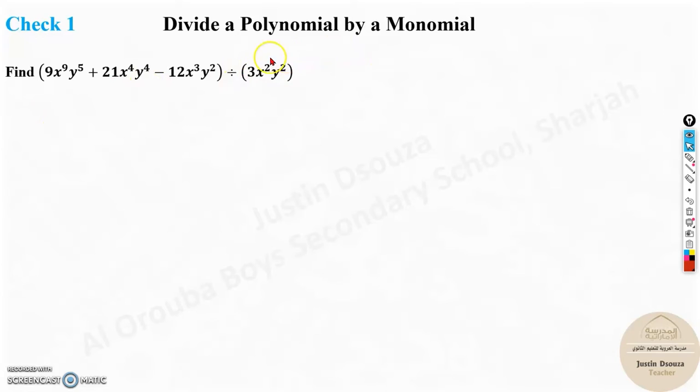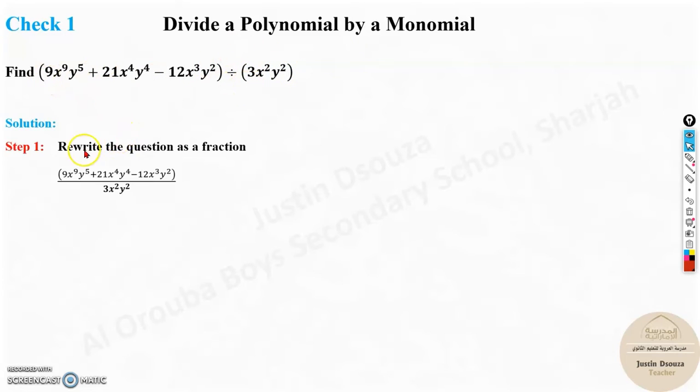Now over here, the divisor is this term which will be in the denominator. So what you must do is rewrite this. Now we can rewrite it, this term in the numerator and this division in the denominator, and split it out.